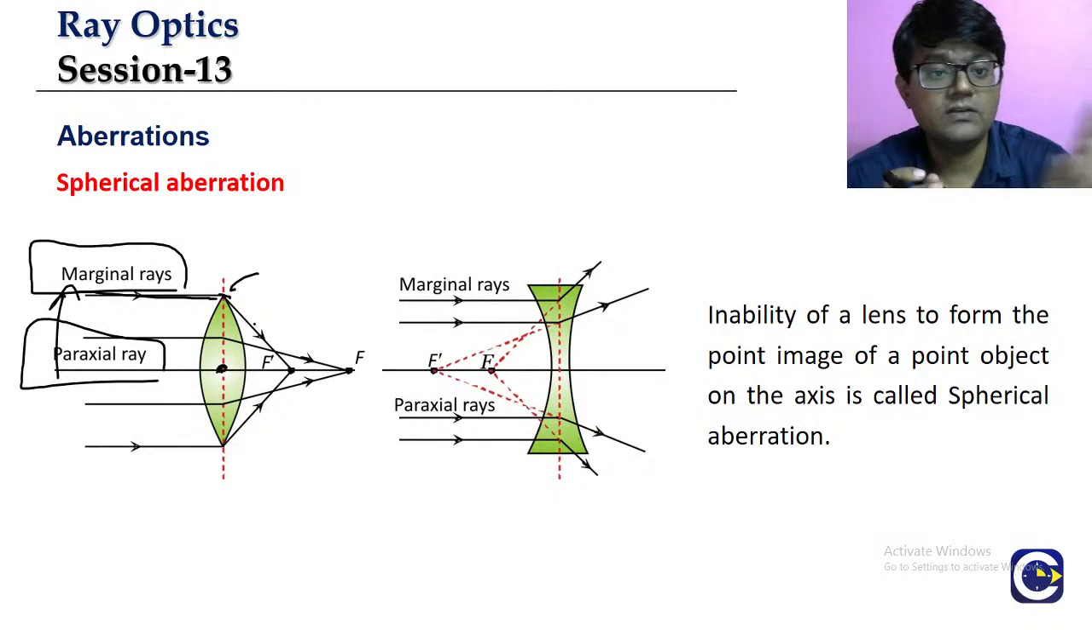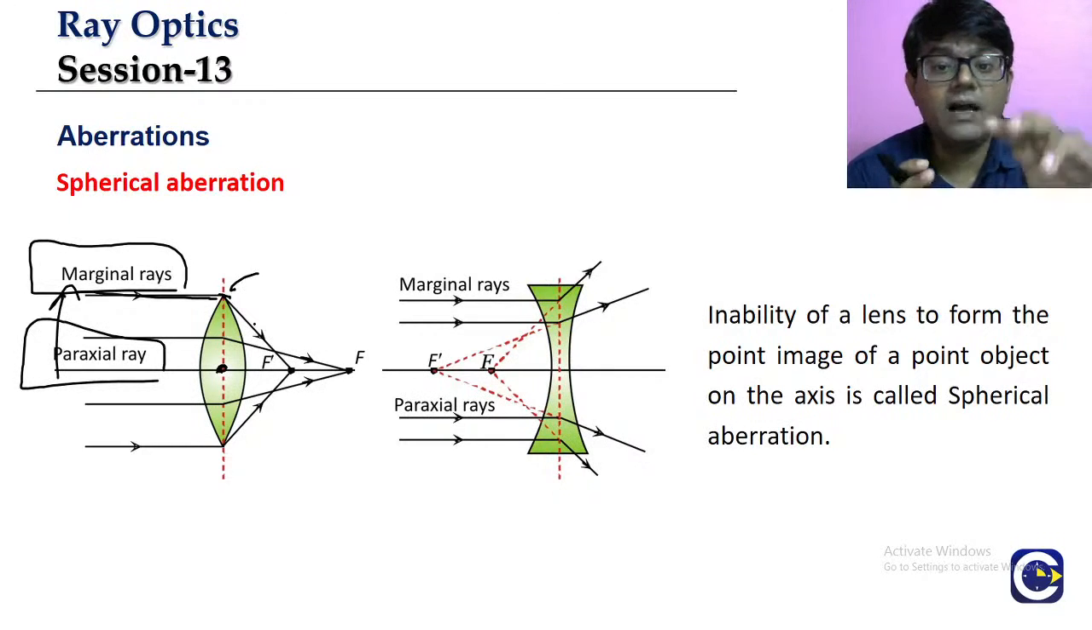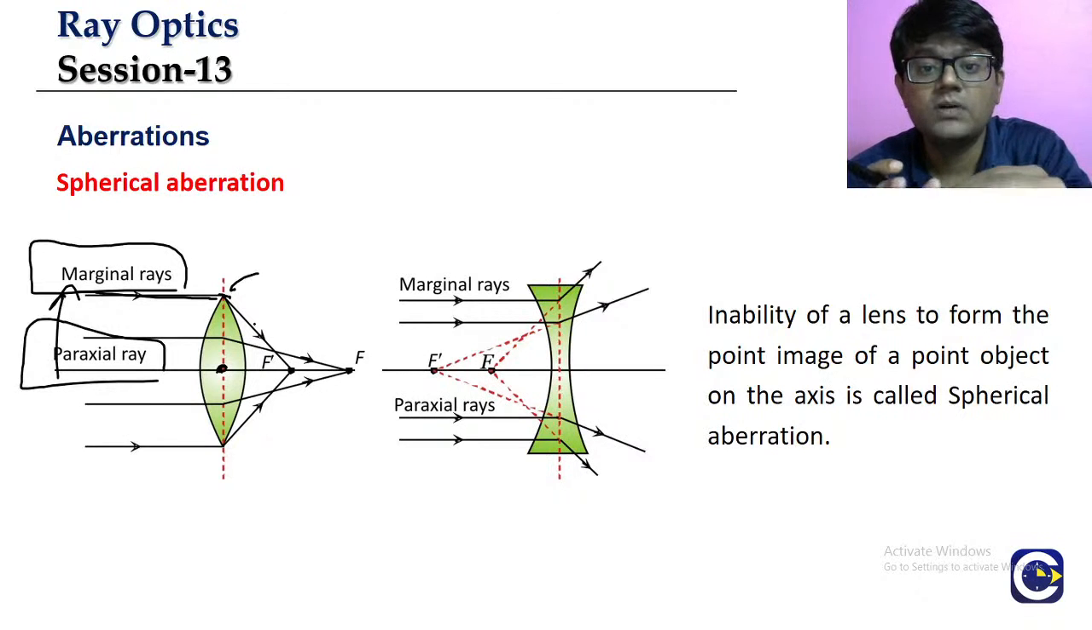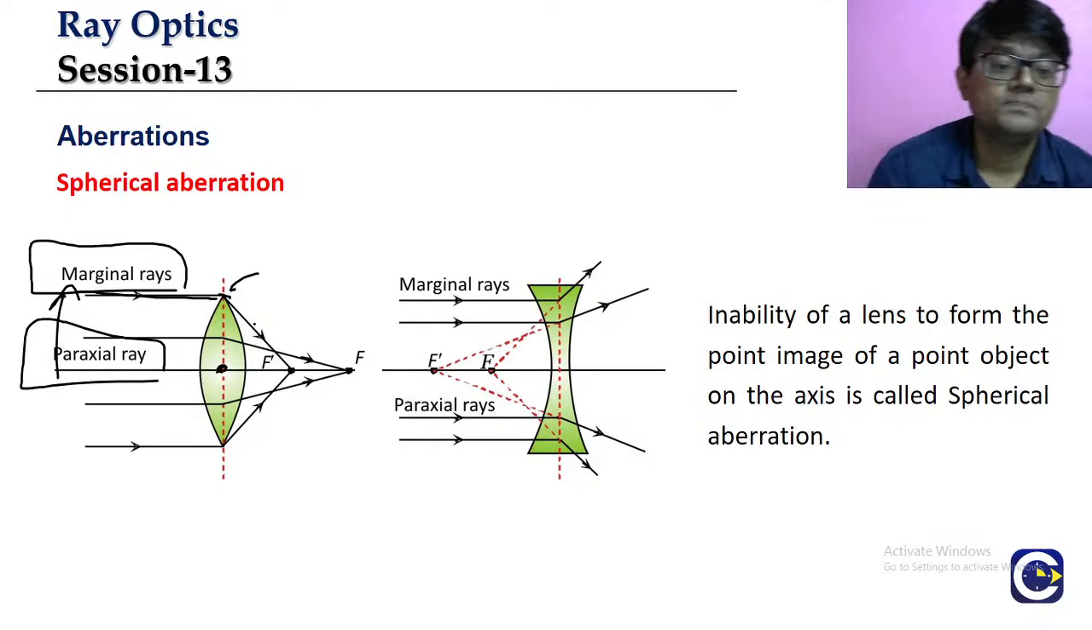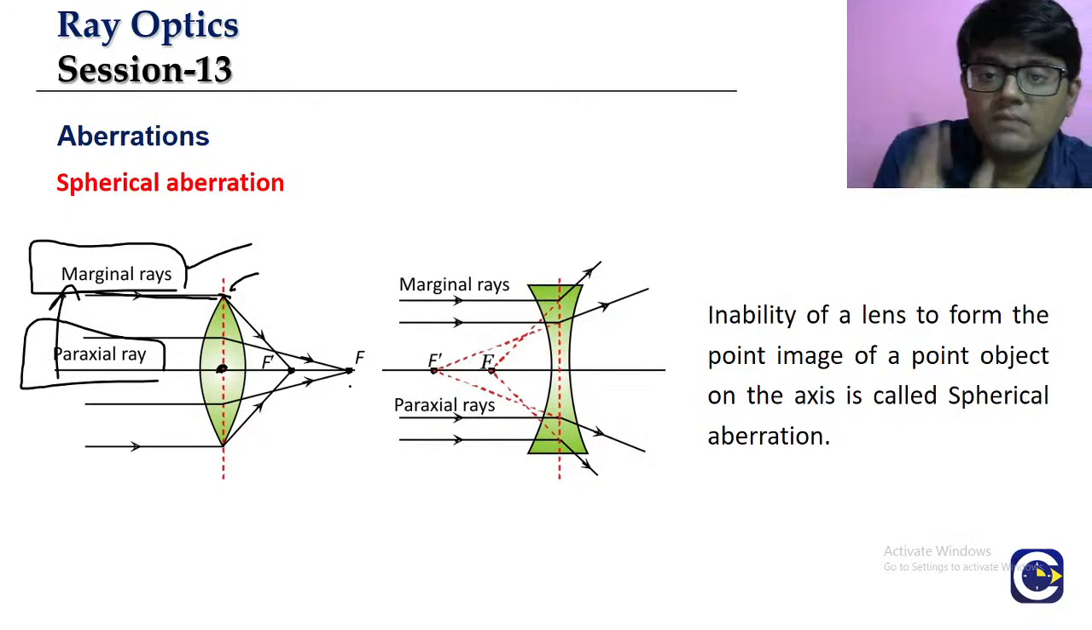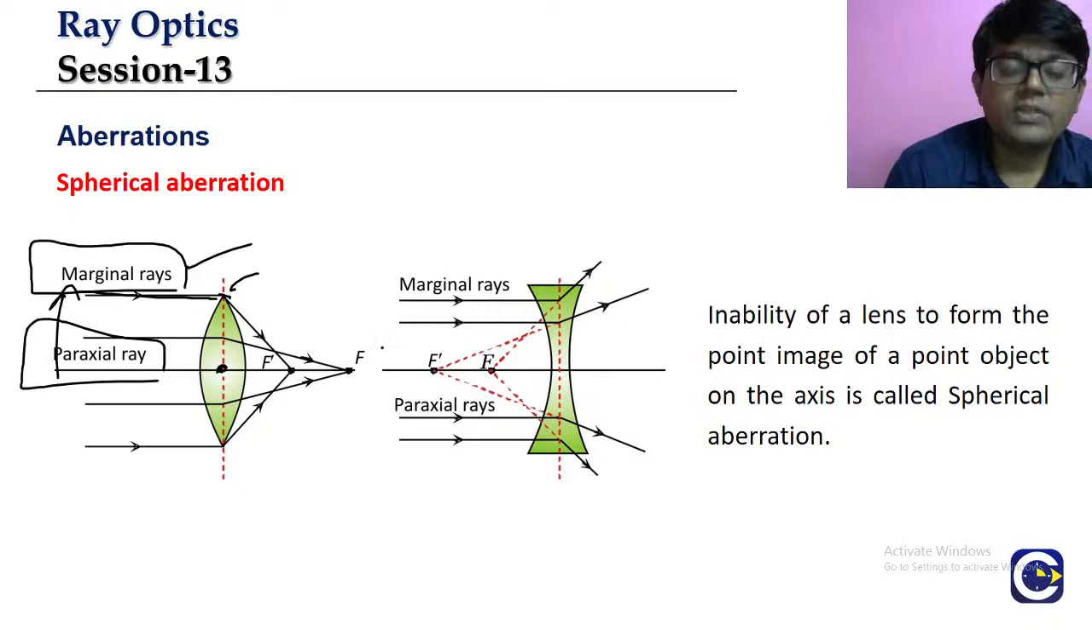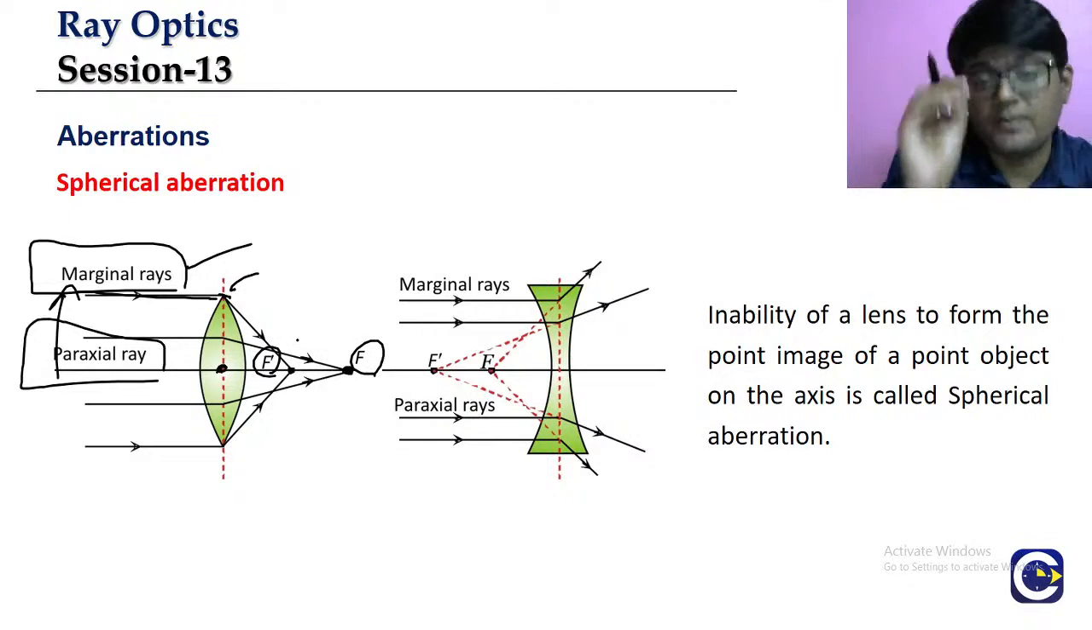So one of the assumptions we keep using is the paraxial rays. But practically, if you have a lens, it is not like the rays only come very close to the principal axis. You will get rays coming to the tip of the lens also. When you look at the behavior of the marginal rays, they converge or diverge to a different extent than the paraxial rays. So if you take a parallel beam of rays, the paraxial rays converge to point F, while the marginal rays converge to a different point F dash.